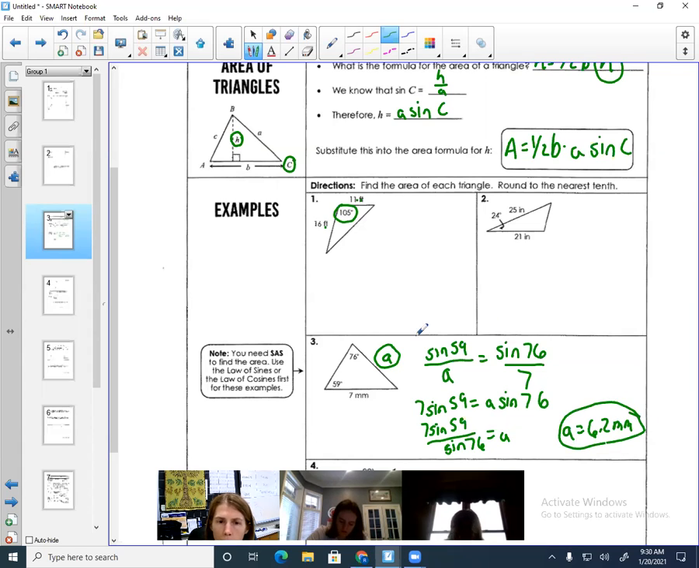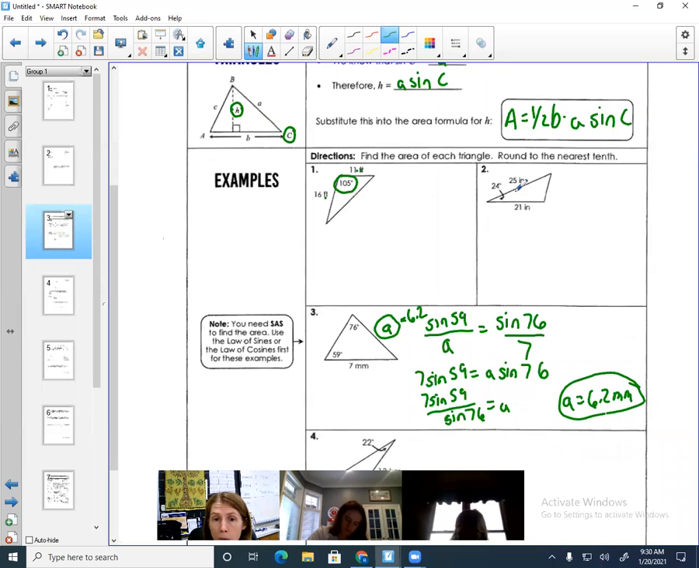All right, now it says find the area. Did I finish my problem? No, I need to go back up here and use this formula. I know I didn't leave a lot of space, but I'll go ahead and write it right over here. A equals 1/2 my base times A sine C. So 1/2, I have a side B, which is 7. I have another side, which is 6.2, sine.